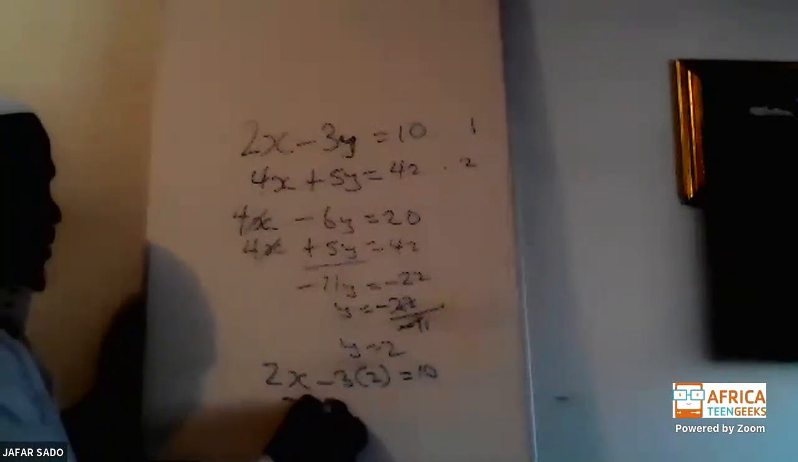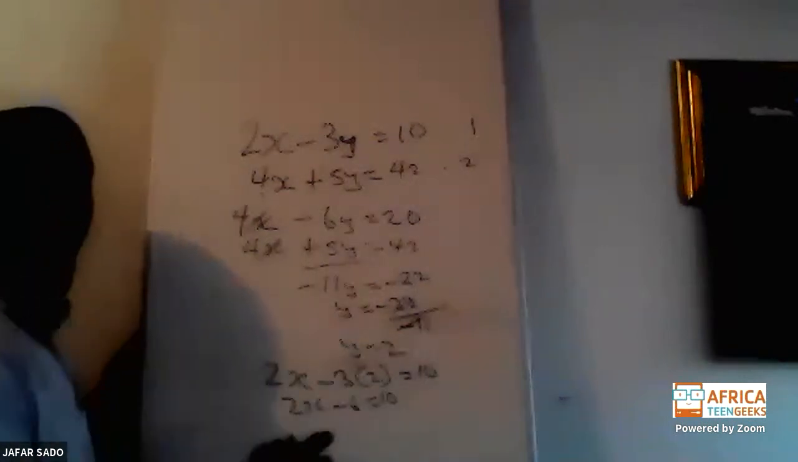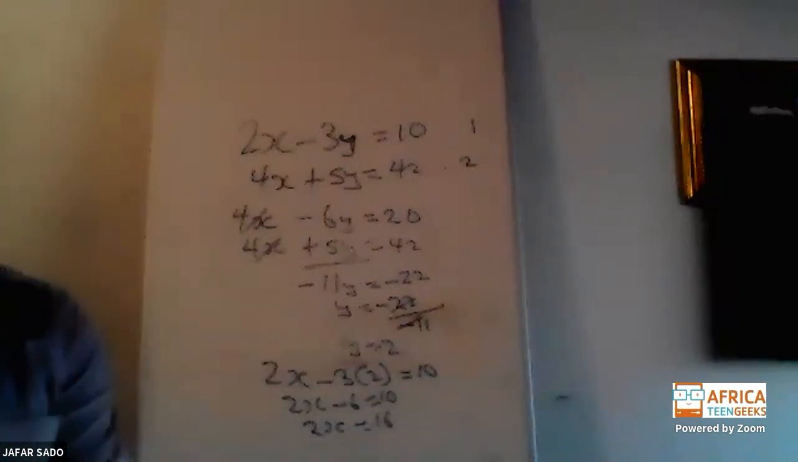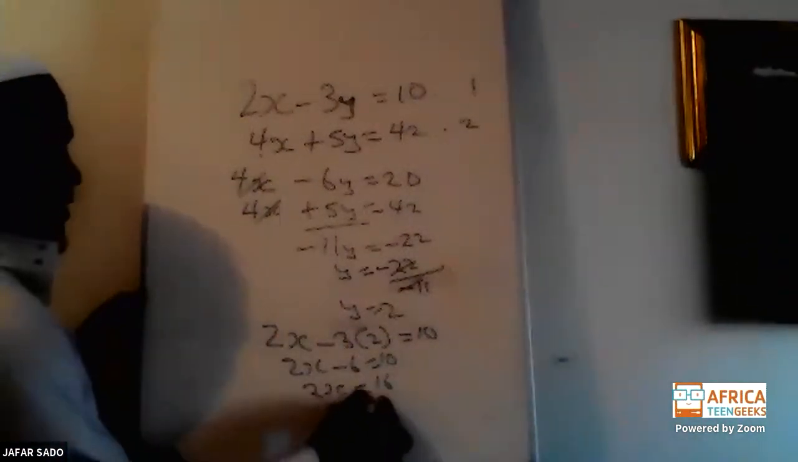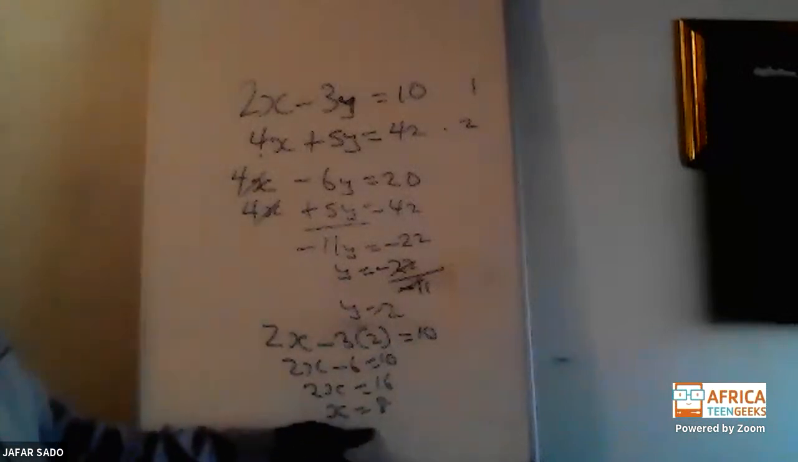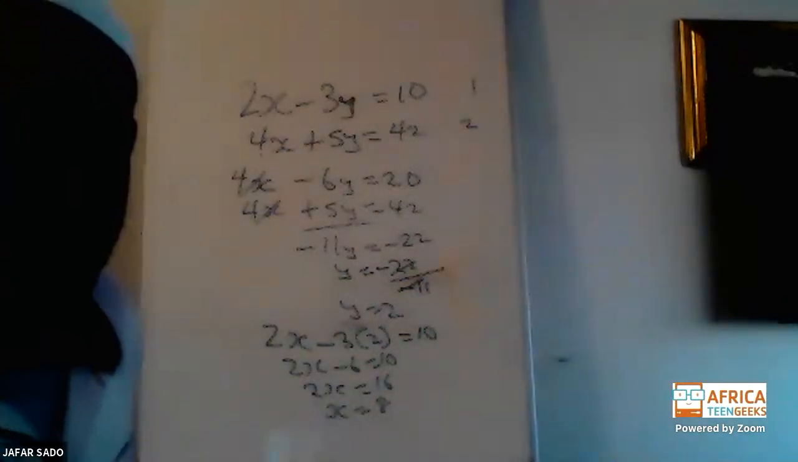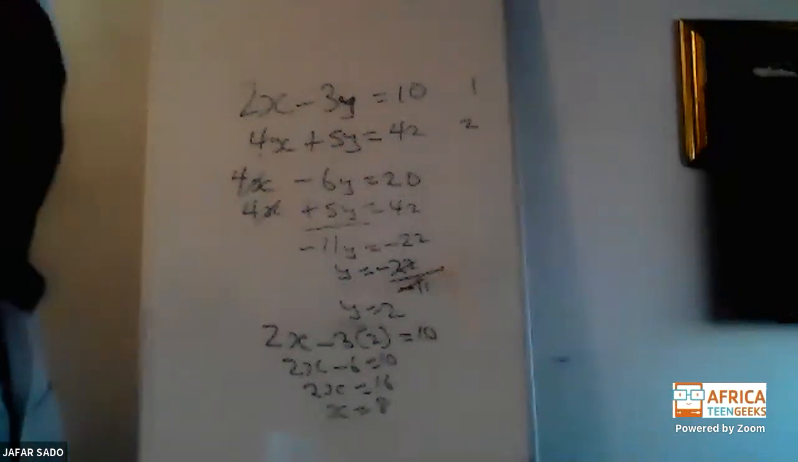So 2x minus 6 equals 10. Then you move this to the other side, and we have 2x equals 16. So 2x equals 16, and then x equals 8. So our x is 8, and our y is 2. I can see other people chatting. Okay, thank you. You can carry on. Thank you for your chat.